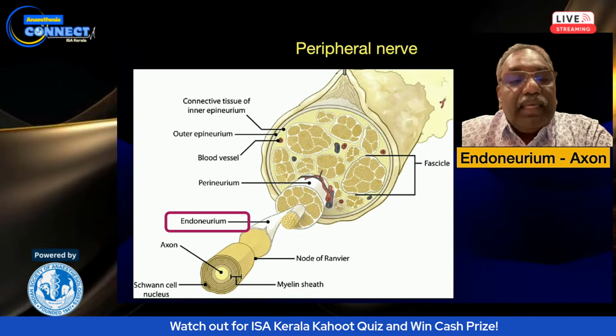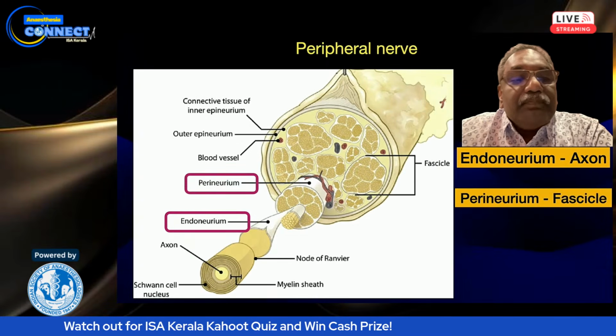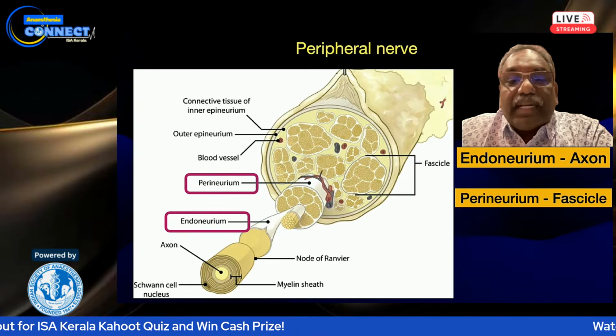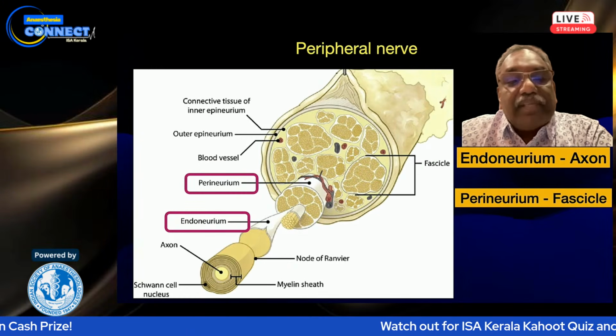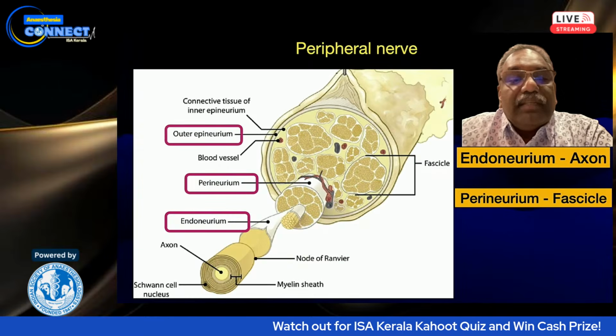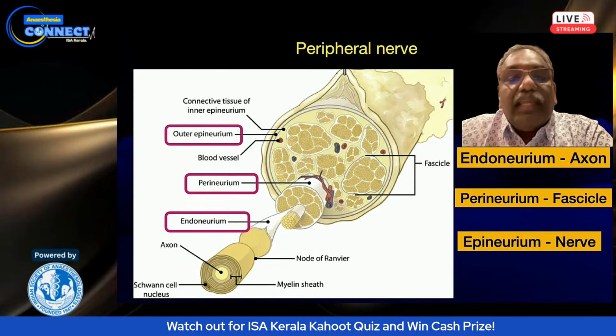the perineurium that connects the fascicles. The axons unite to form the fascicles, and the fascicles unite to form the nerve that is connected by the epineurium.